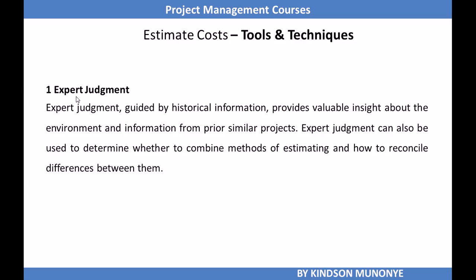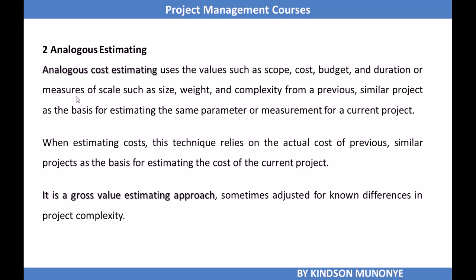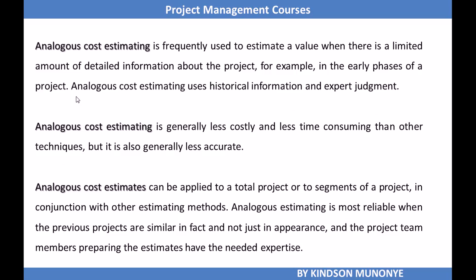Tools and techniques. Expert judgment is necessary for estimate costs. It provides insight about the environment and information from prior projects and from experts. Analogous estimating is another tool and technique used for estimate costs. It uses values such as scope, cost, budget, and duration measures from previous, related, similar projects. It's a gross value estimating approach and is sometimes adjusted for known differences in project complexity.